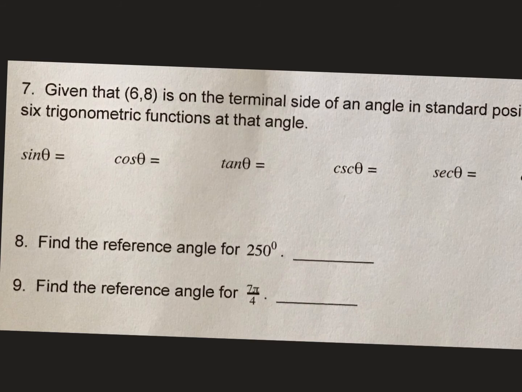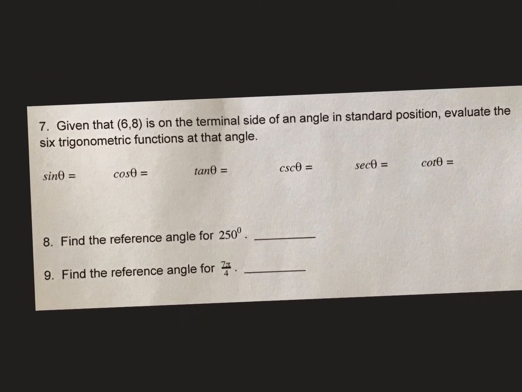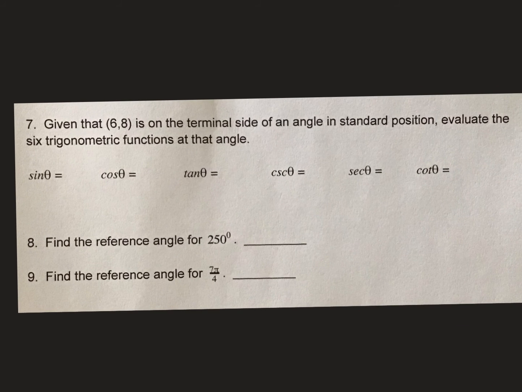All right, number 7. They're giving you a point. 6 and 8 is on the terminal side. Evaluate the 6 trig functions. Okay, this is what we did yesterday. You got to find r. You have to know r to do these. So remember, r squared is really x squared, which is 36, plus y squared, which is 64. And I got those 2 numbers from that point because it says 6, 8. So I squared the x, squared the y.